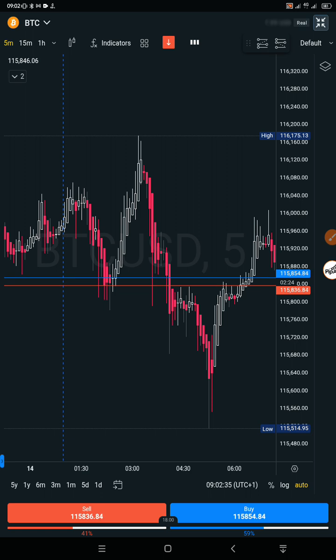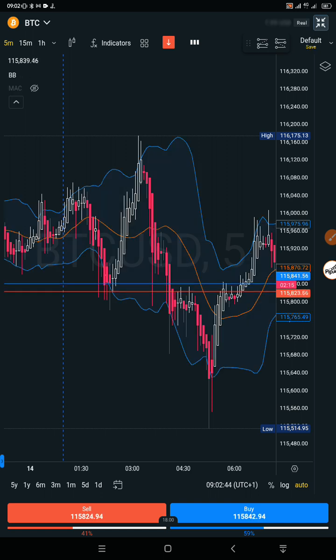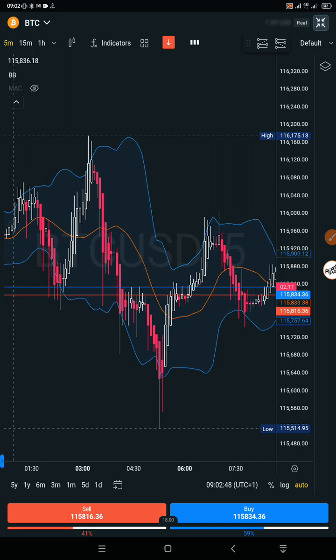Then you can combine your Heikin Ashi candlesticks with indicators. For example, the Bollinger Band indicator. Here's the Bollinger Band indicator. I've applied it. You can see it. It's now applied to my chart. Here's the Bollinger Band indicator.